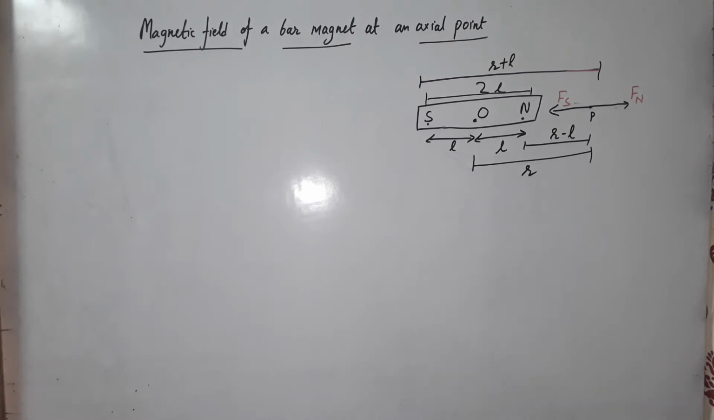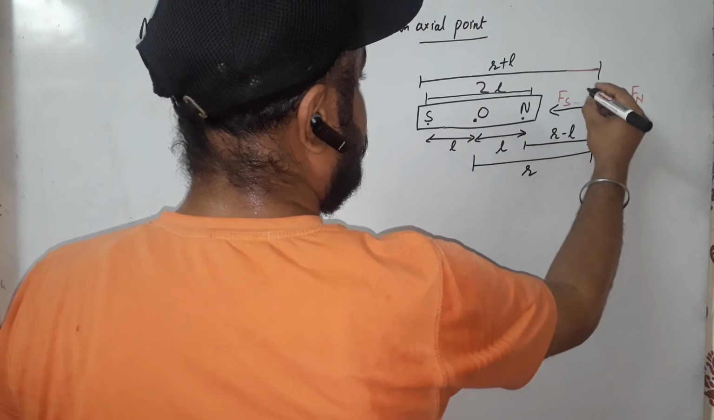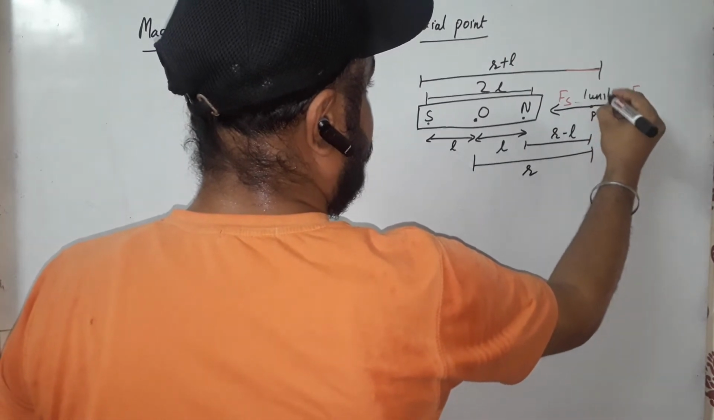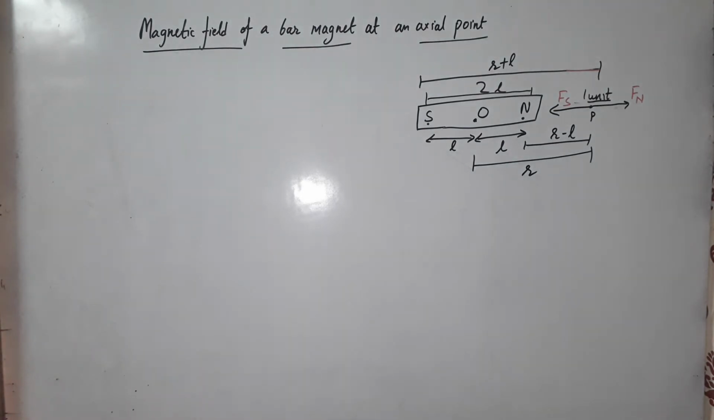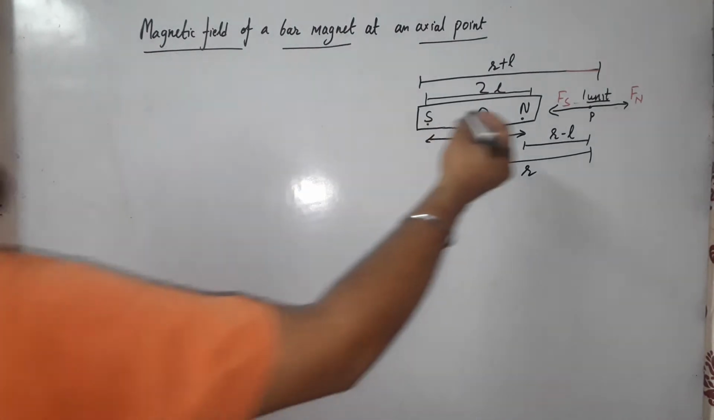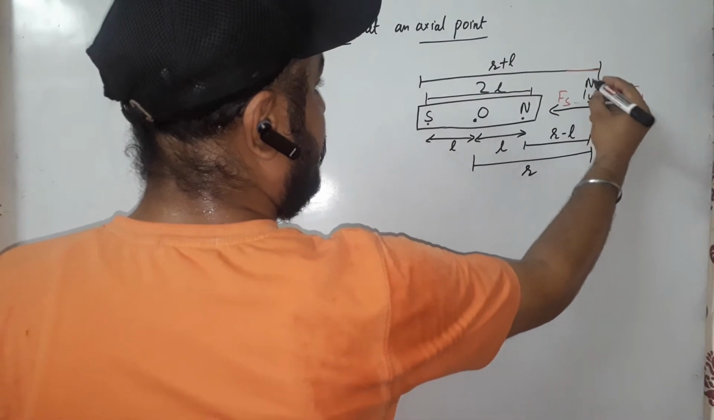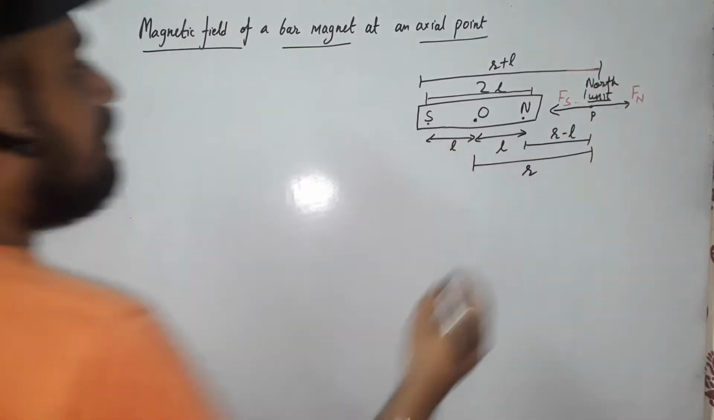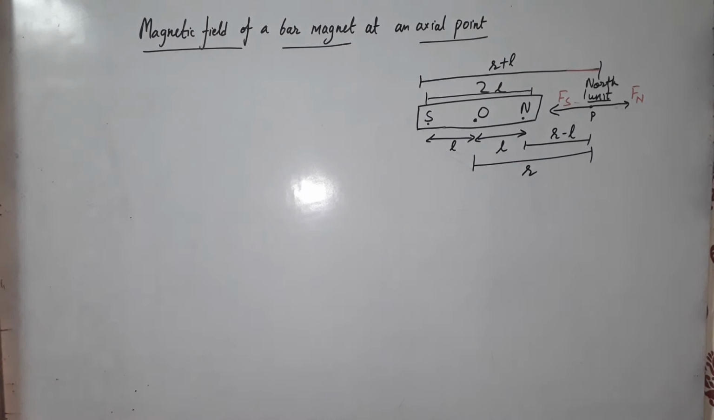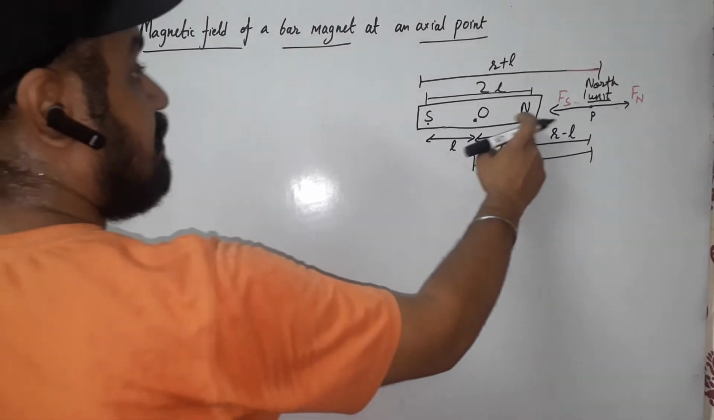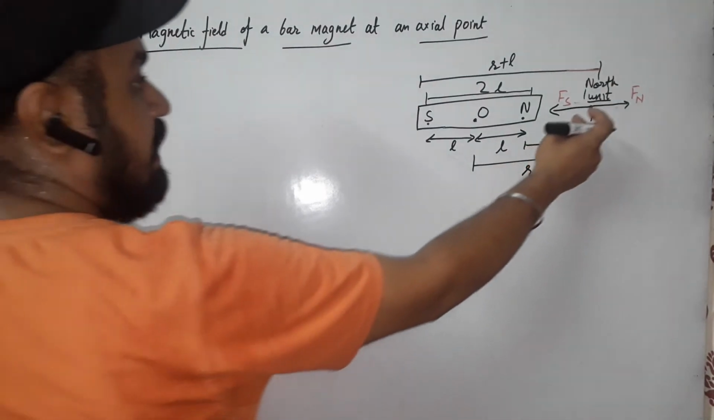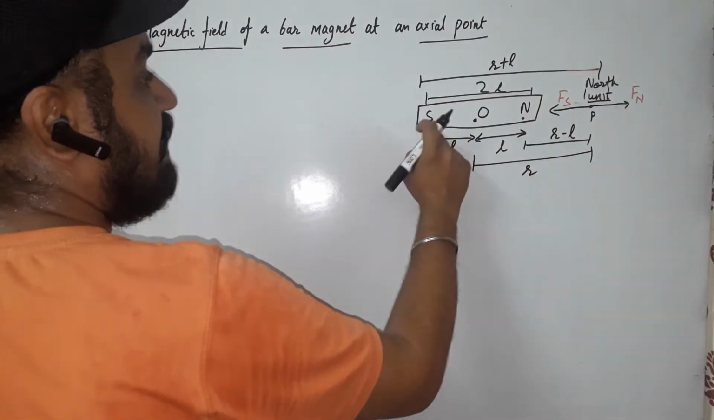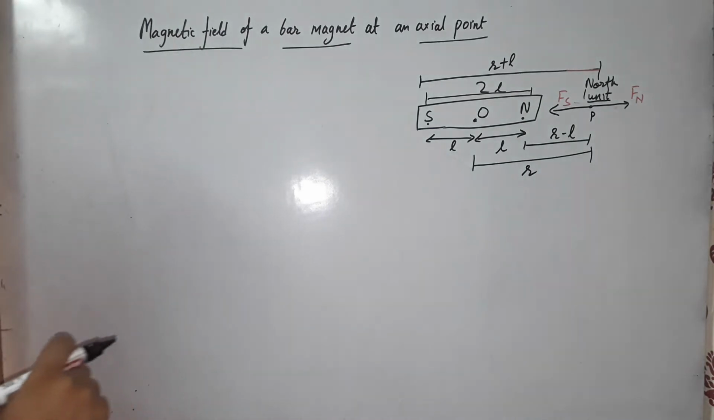You can easily say, if we consider here a unit pole strength, let us take 1 unit pole strength, that is basically a unit north pole strength. So this will get repelled by this north pole, so Fn will be acting away from point P, and this will act towards the south pole because south and north will attract. Now we will be coming to the result first.